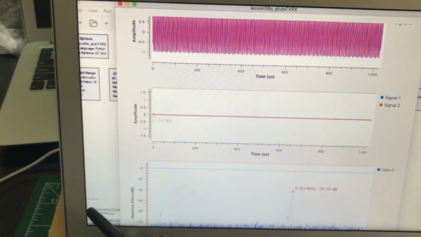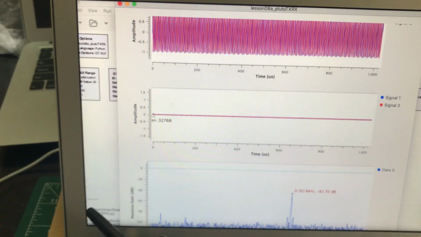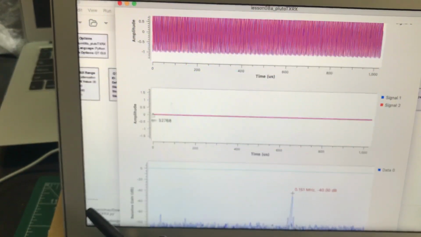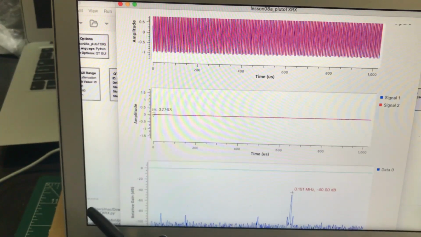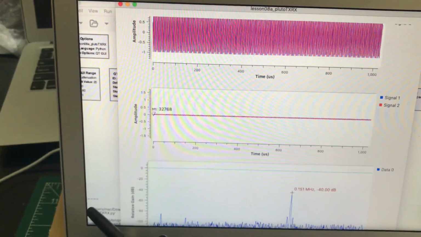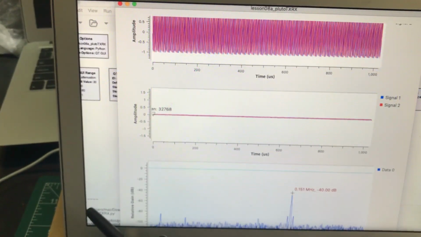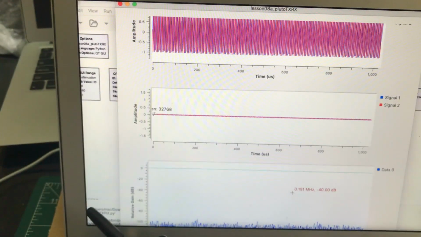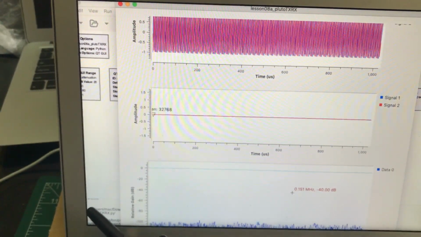All right, so let's just quickly look at it. How strong is that signal? That signal is at about 151 kilohertz. I just need to move my cursor. Negative 40 dB. All right, so this is going to be our base. Based on this, we're going to judge whether attenuation is indeed taking place.